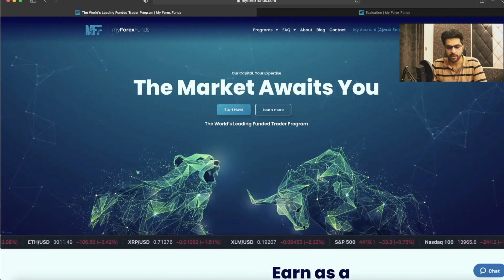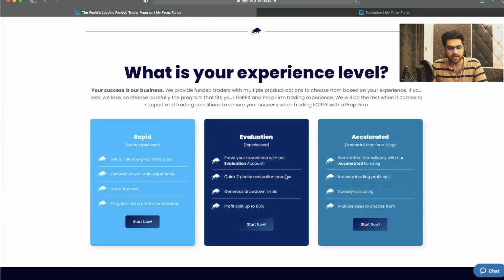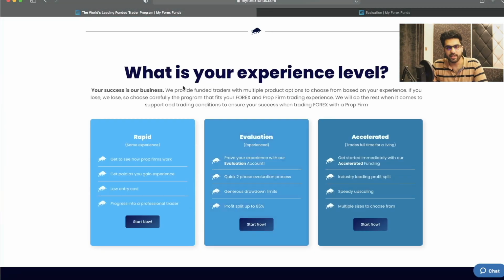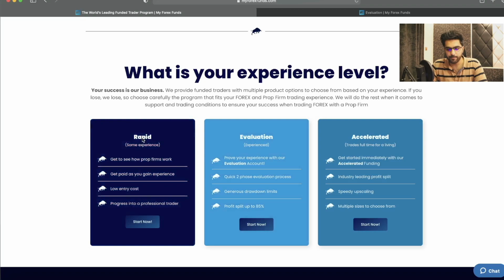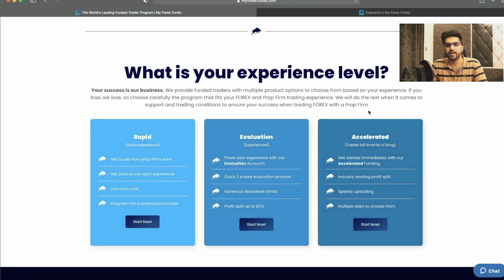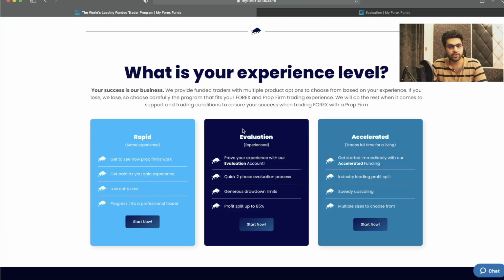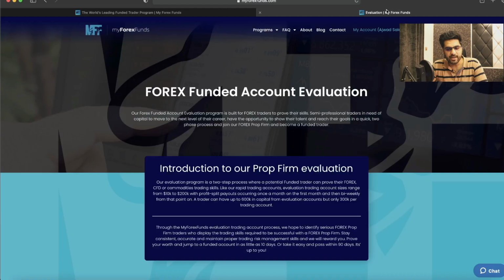So with My Forex Funds, here you can see the main website. There are three different account models. They have an account model called Rapid, then an evaluation, then an accelerated model. I plan to make a complete video on My Forex Funds very soon, but in this video, we will only go through the evaluation model, because I plan to take the challenge account model, which is basically now the industry standard. So if we click on this start now button, it will take us to this page, Forex funded account evaluation.